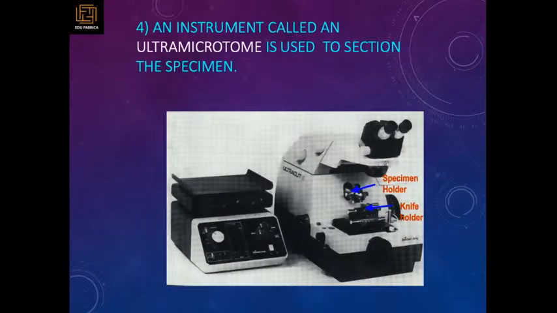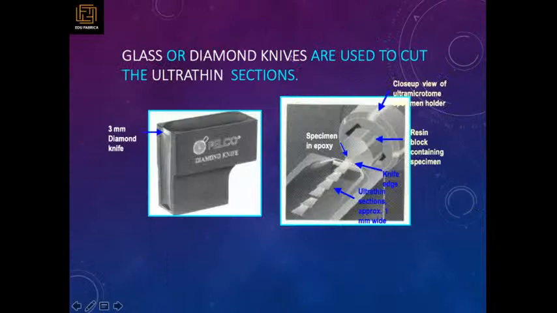As an instrument, this is called the ultramicrotome. Here you can use it to section the specimens. Most histology labs, if you enter, you can see these knife holders and specimen holders there. Both work nicely. Then glass or diamond knives are used to cut the ultrathin sections. You can see your sections being cut, ultrathin sections of 1 millimeter wide, and you can put them over your glass slide, fix them, and then do your hematoxylin and eosin staining, H&E staining. Then you can watch them under your microscope.